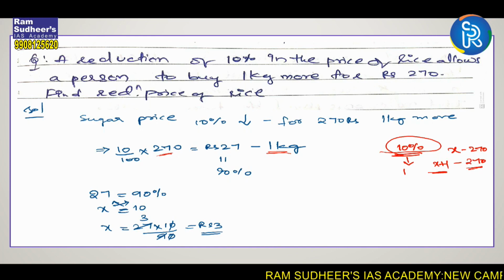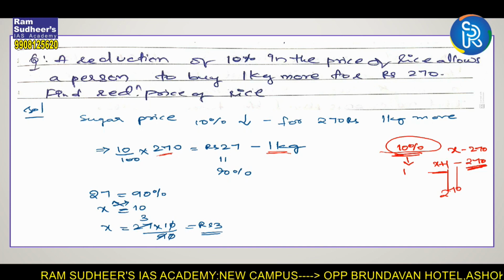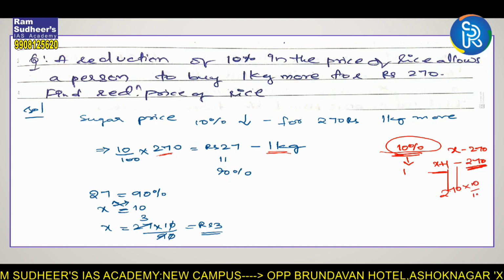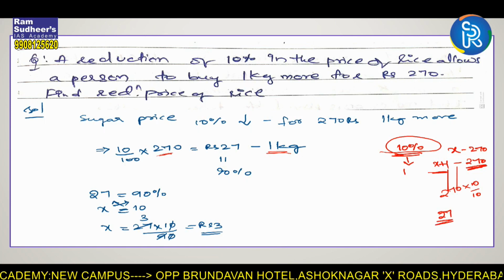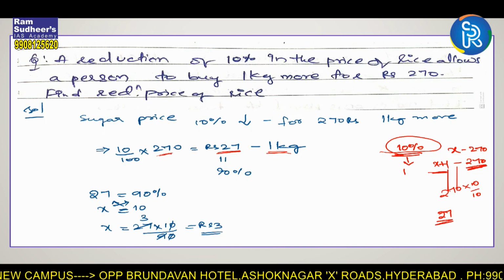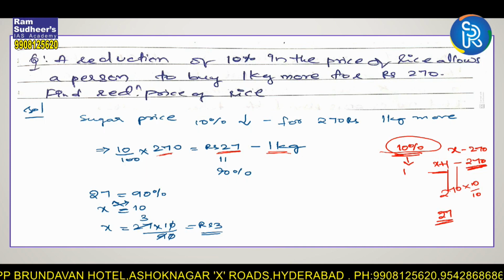Because of the 10% decrease in the price of rice, this is the price given. He paid 270 rupees, and the decrease of 10% yields him 1 kg extra. And if 10% of this is 27, then this 27 would be my new price. After the 10% decrease, this is the price of the rice. 27 rupees is the price of the rice after decreasing it by 10%.